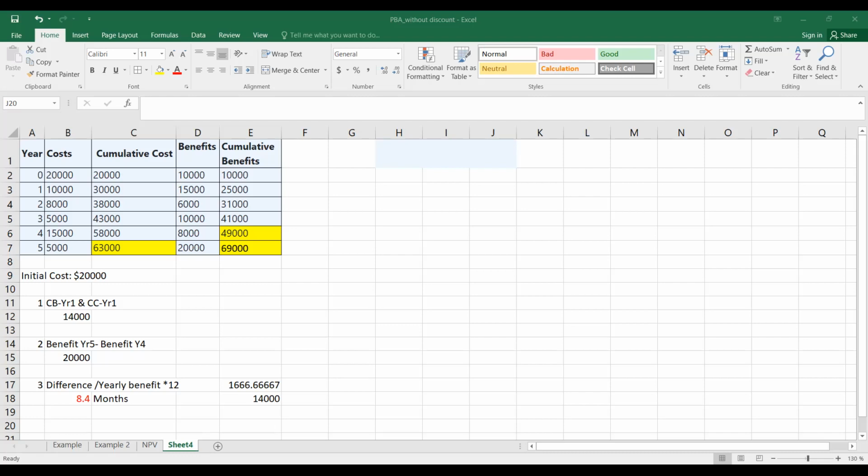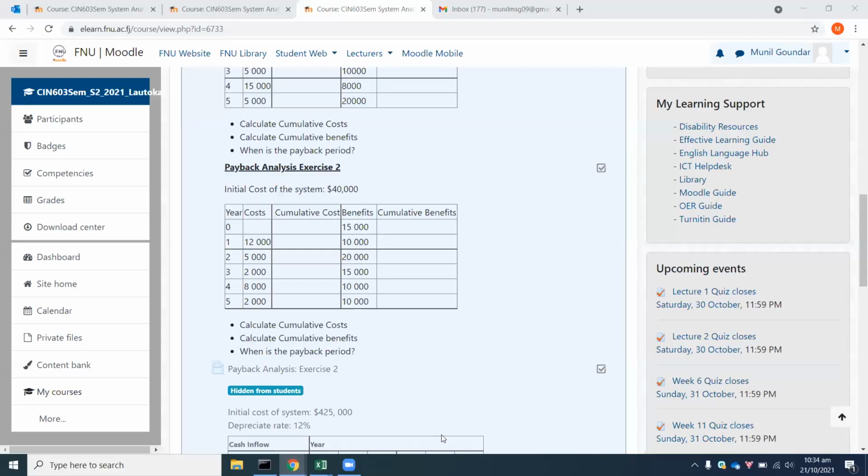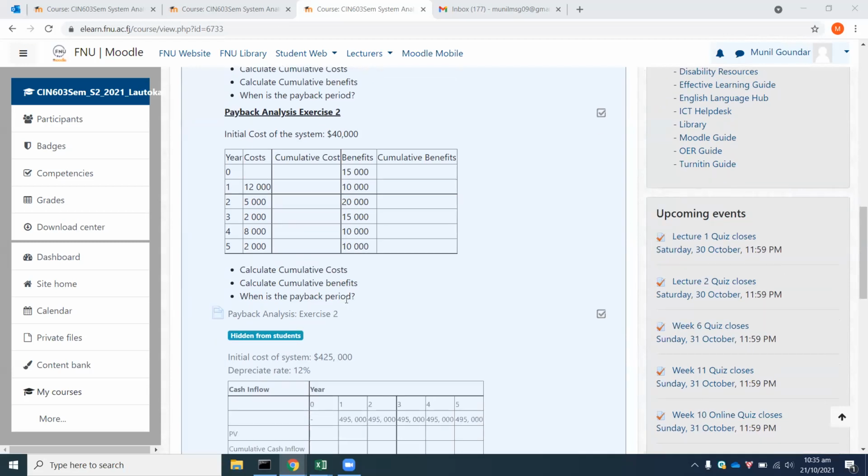I think you're not able to see the screen. There you go. Should be able to see it now. All right. So ABAC analysis exercise 2 from the model shell. Your initial cost is $40,000. You have some costs, you have some benefits, out of which you are supposed to calculate the cumulative costs, the cumulative benefits, and what is the payback period.